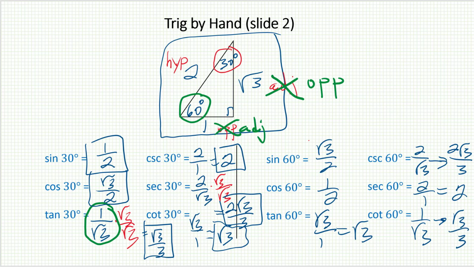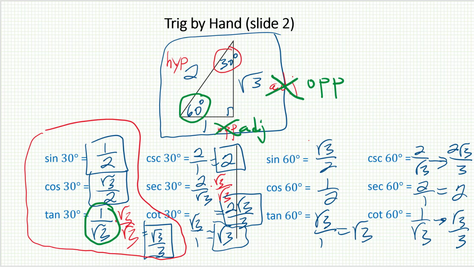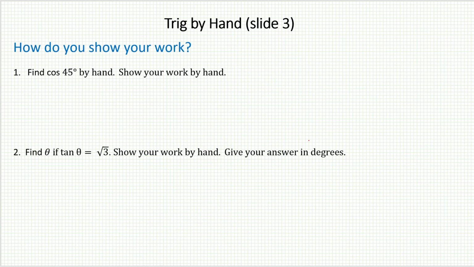Once again, I would say memorize at least the big 3 functions for these 2 angles. So make flashcards with this information, sine 30 degrees on one side, the ratio on the other, etc., as well as for this information. These values will come up many, many times as we learn trig. So if I ask you to show work by hand, what am I looking for? Well, let's take a look.